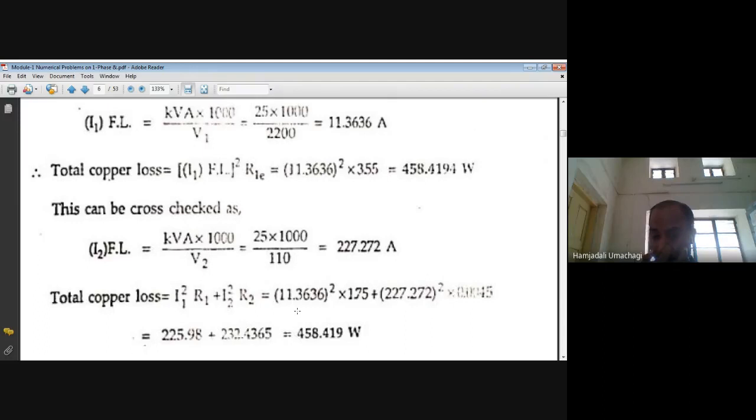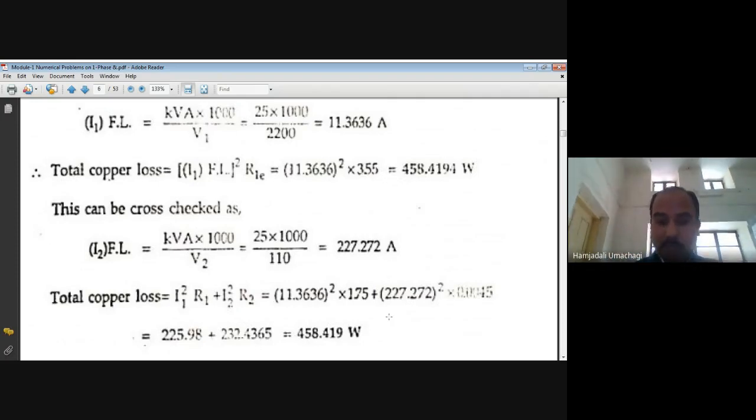So after transferring the parameters either from secondary to primary or from primary to secondary, here we have taken the primary side, that is we shifted secondary parameters to the primary, that is equivalent resistance on primary side. This gives the same answer, and if I calculate the copper loss separately on primary and secondary side, this also gives the same answer. It means that even if we shift the parameters from primary to secondary or secondary to primary, the results are the same. That is the meaning here. So this is the basic problem based on the equivalent circuit of a single phase transformer.